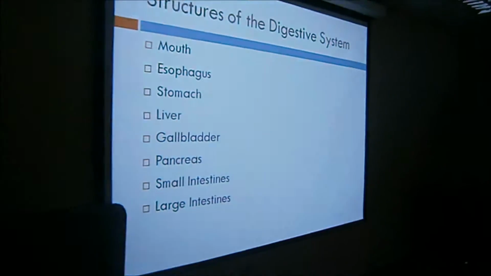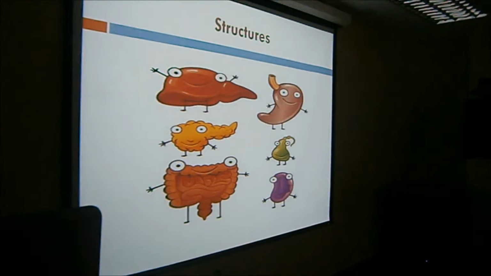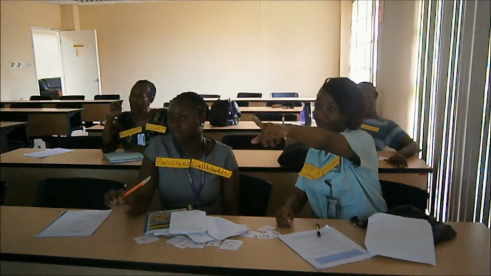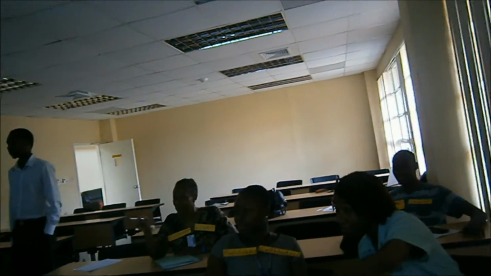Now, the person that has the mouth. Who can show me where the mouth is? There's the mouth, miss. In red. That's not the mouth, that's the liver. The purple one.